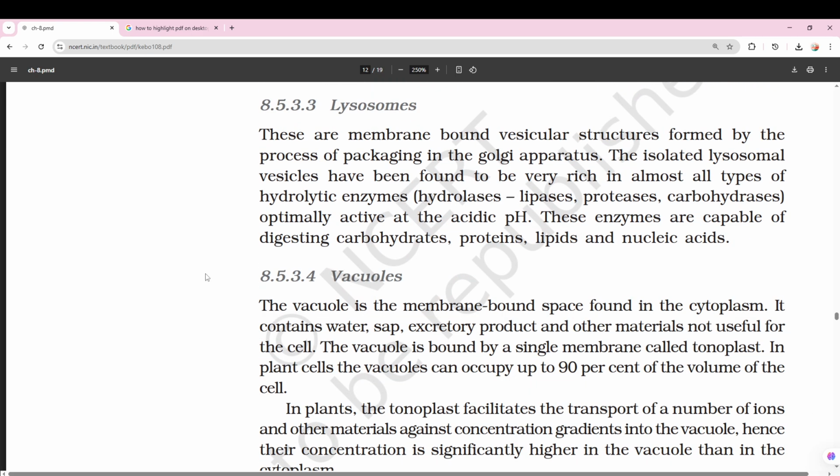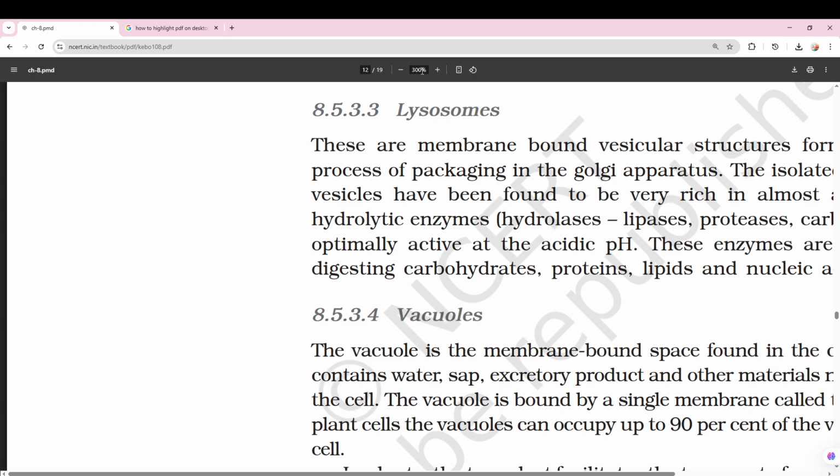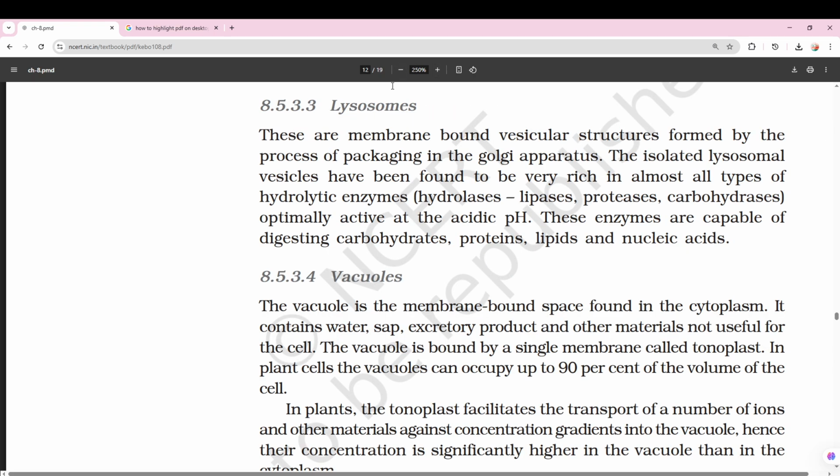Lysosomes. These are membrane-bound vesicular structures formed by the process of packaging in the Golgi apparatus. The isolated lysosomal vesicles have been found to be very rich in almost all types of hydrolytic enzymes called hydrolases, lipases, proteases, and carbohydrases. Optimally active at the acidic pH, these enzymes are capable of digesting carbohydrates, proteins, lipids, and nucleic acids.